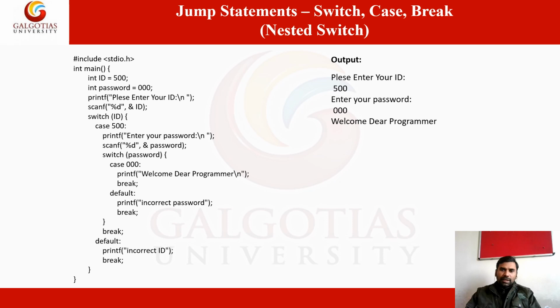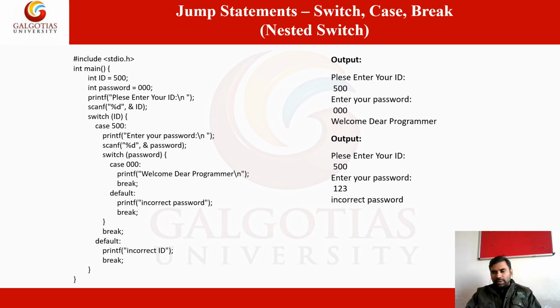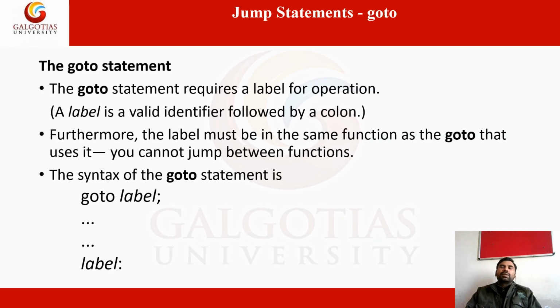So if the given input ID is 500, you can change it yourself; 000 is the password. And if the ID is 500 and the password is 123, you see the password is 000, not 123, so it's an incorrect password. Like the same ID 500, but here a wrong ID, so incorrect ID. Simple.